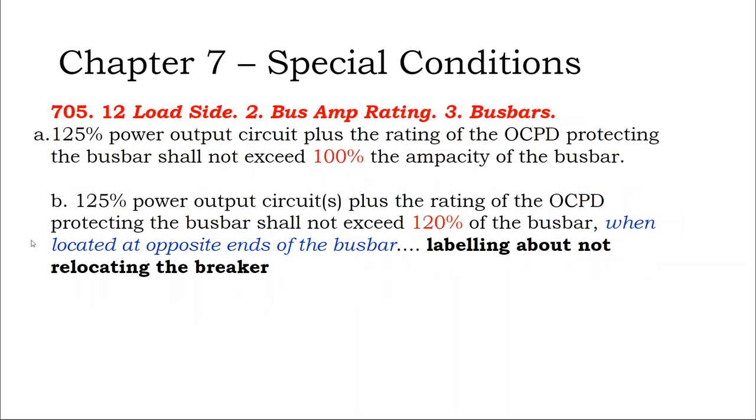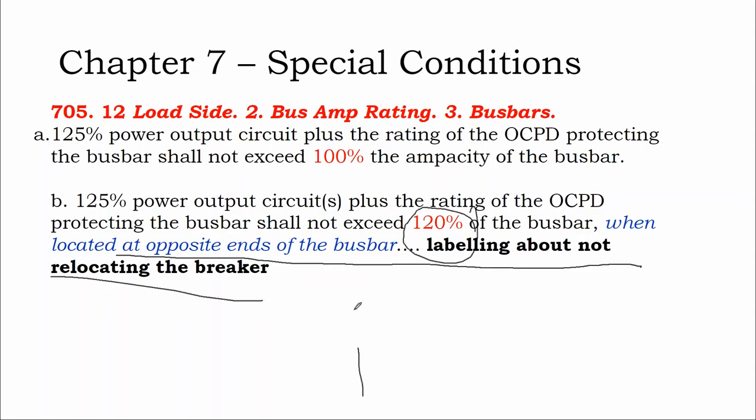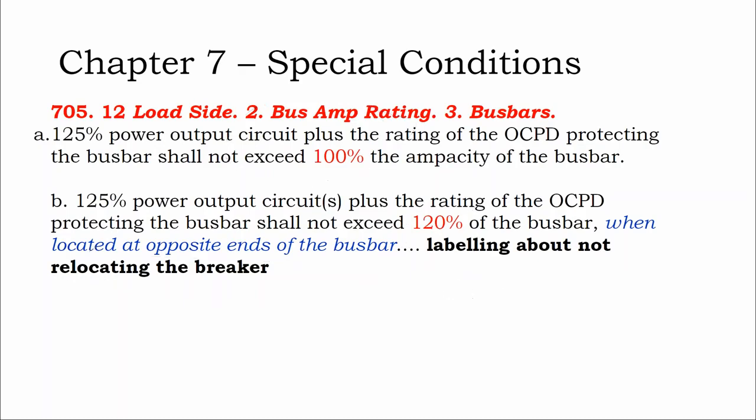And so we see field labeling. It says, if you're doing a load side connection using the 120% rule, you need a sticker that says, hey, don't relocate this breaker. If you're not using the 120% rule, then it doesn't matter where the breakers go, and you don't need the sticker. But if you're using the 120% rule, you need to have clear instruction to say, hey, electrician, don't move this breaker, because it has to be located down here.